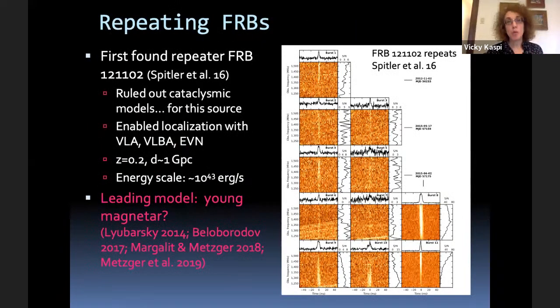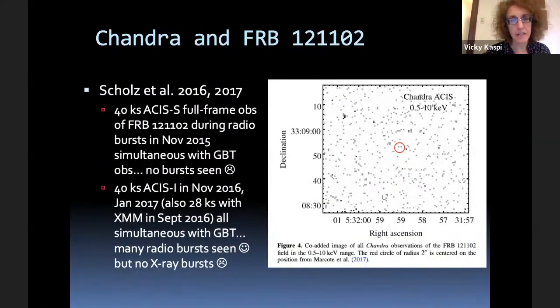Some of them repeat. The first repeater was found, FRB 121102. It certainly rules out cataclysmic models for this source. We've now seen hundreds of bursts over years from this, but it also enabled the first localization, the confirmation that it's coming from a gigaparsec, that is a cosmological distance. The leading model for these, as you've heard, is magnetars, a young magnetar, although why they should be producing such bright radio waves is a mystery. Until recently, we hadn't seen that.